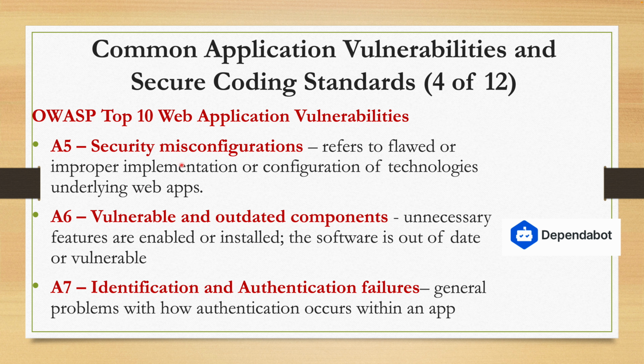OWASP recommendation is to disable default accounts, disable unnecessary features, and prevent directory listing. Of course, you need to do regular reviews of configuration against the OWASP configuration management cheat sheet and perform penetration tests to detect misconfiguration. For A6, the vulnerable and outdated components here.